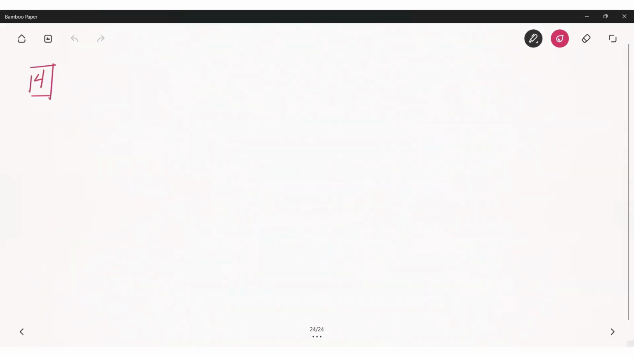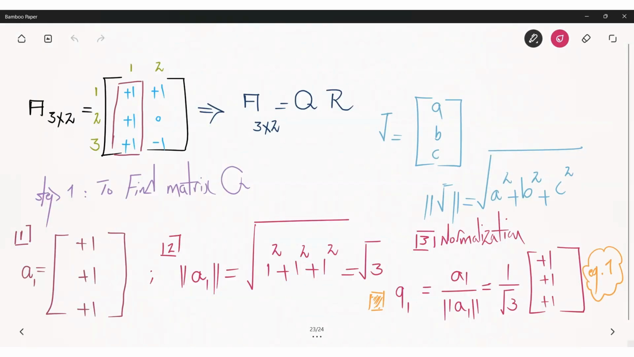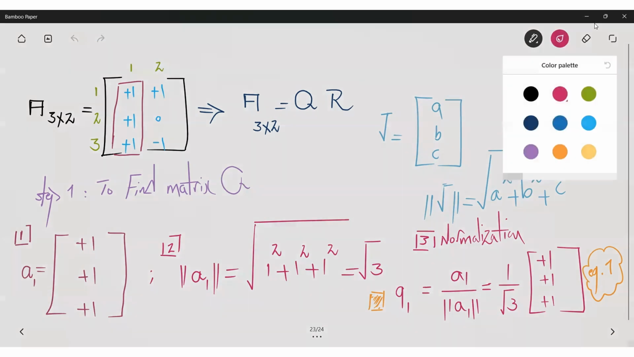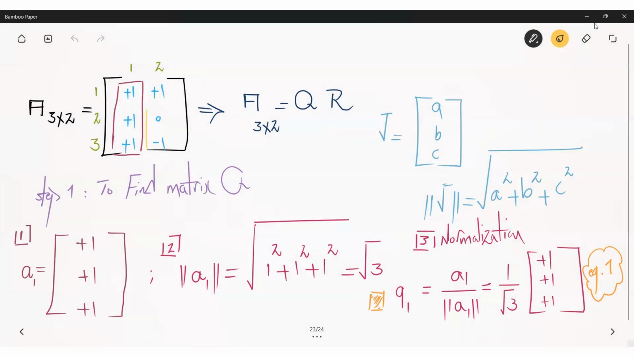Now, at this stage, you say, okay, what I did so far was I selected column number 1 and normalized it. Then you expect that what I'm going to do, step number 2, is to select column number 2 and normalize it. Column number 2 is going to be this in this initial matrix, and I'm just going to do the same thing. Say A2 equals a column vector of +1, 0, -1, normalize it that way.